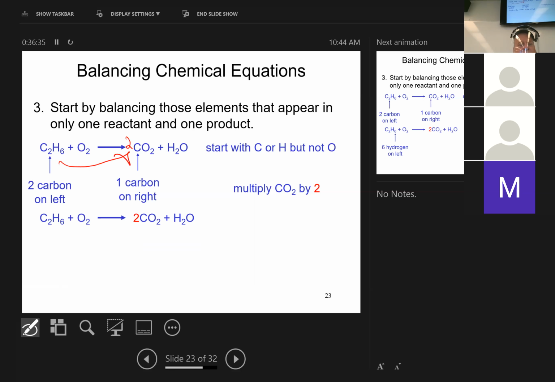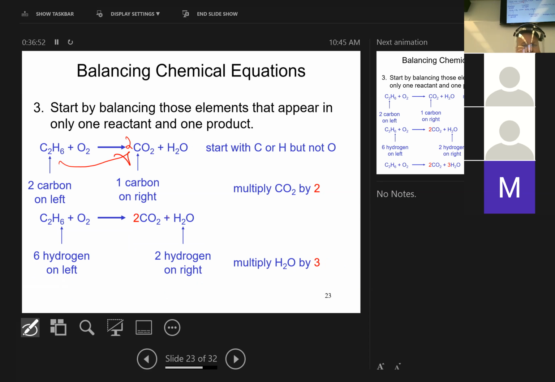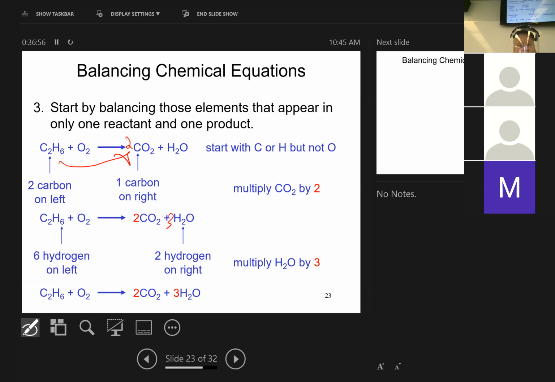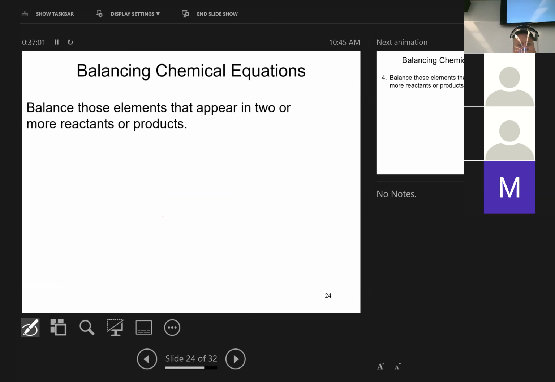Okay? You now have that. Now the next thing is what? The hydrogen. Okay? 6 hydrogens on the left, 2 on the right. So multiply it by 3. That answers your question. Okay? You have a 3 here. Now you have 7 oxygens.